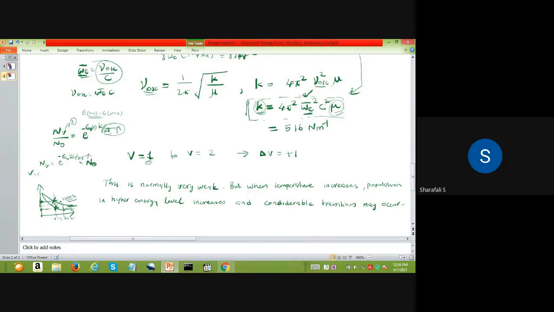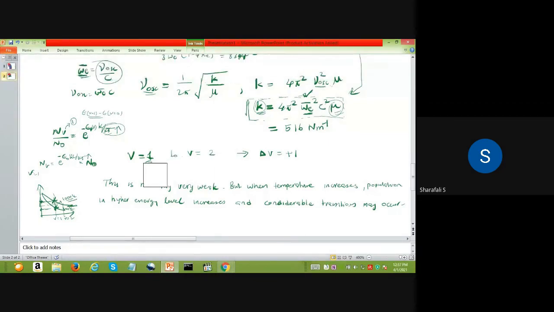So at room temperature, the number of molecules at the V equal to 1 energy level or higher energy levels will be small. But when you increase the temperature, the number of molecules in V equal to 1 or any higher energy levels will increase. In that case, the V equal to 1 to V equal to 0 transition and the V equal to 1 to V equal to 2 transition can be possible.